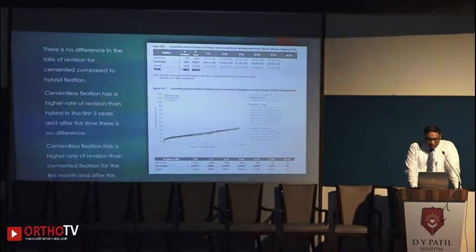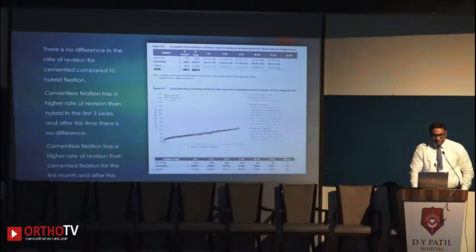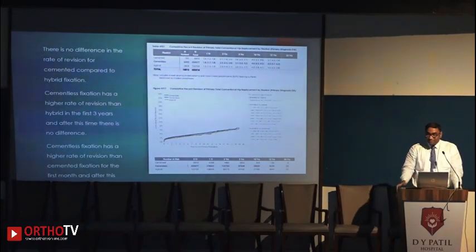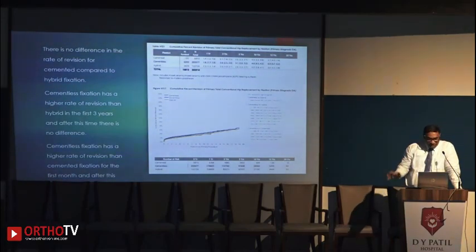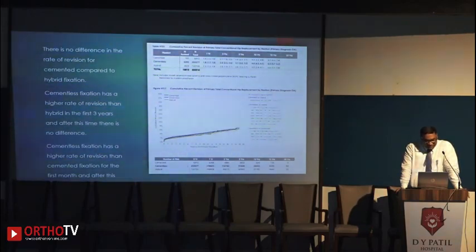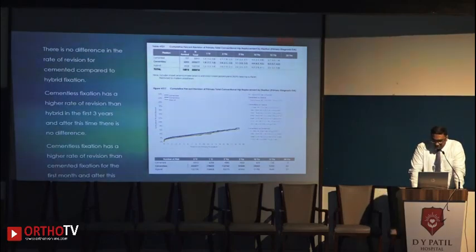This shows the cumulative percentage revision of primary total hip replacement by fixation. There is no difference in the rate of revision for cemented compared to hybrid fixation. Cementless fixation has a higher rate of revision than hybrid in the first 3 years. After that, there is no difference. Cementless fixation has a higher rate of revision than cemented fixation for the first few years. After that, there is no difference in the case of patients more than 75 years.